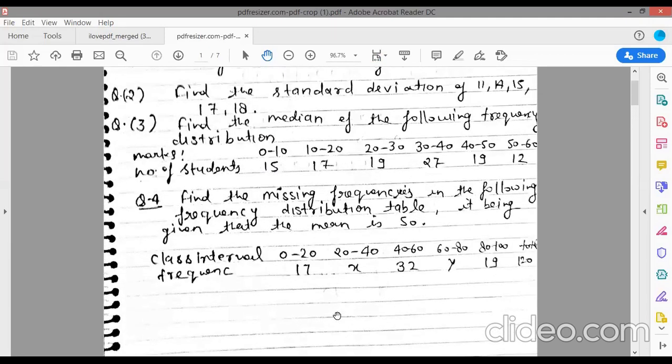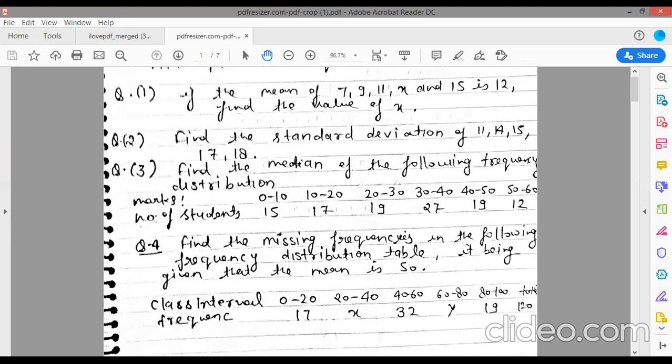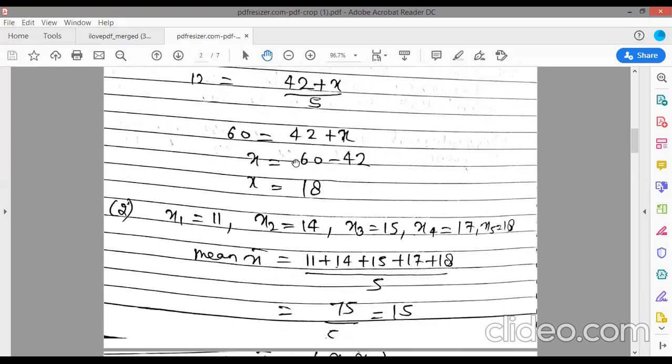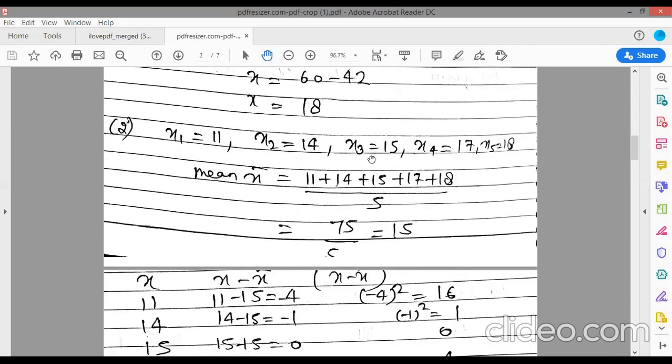Now the second question is given: find the standard deviation of 11, 14, 15, 17, 18. So just look at your number of variables. The number of variables is 5. So you will first find your mean here. x1, x2, x3, x4, x5 are given. That means you need to calculate x bar. So x bar is equal to summation x upon n. So just add all of these values. So 75 upon 5, that means 15 is your mean.